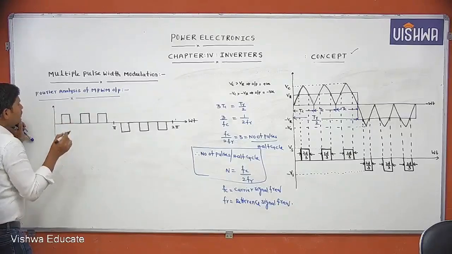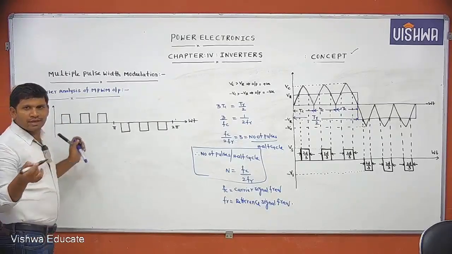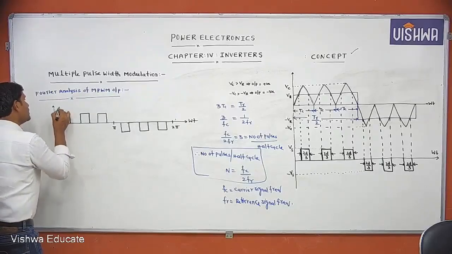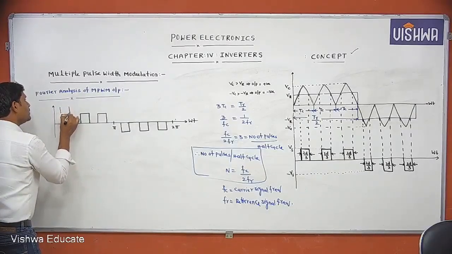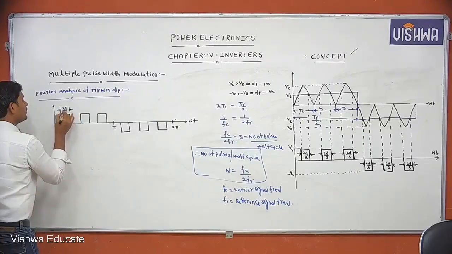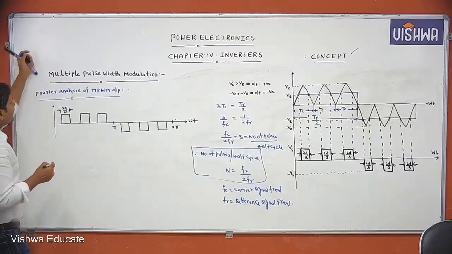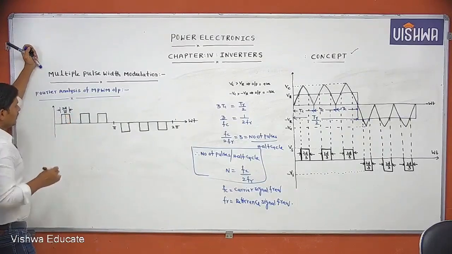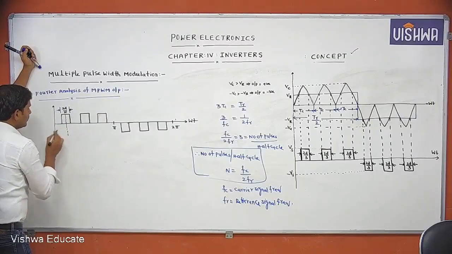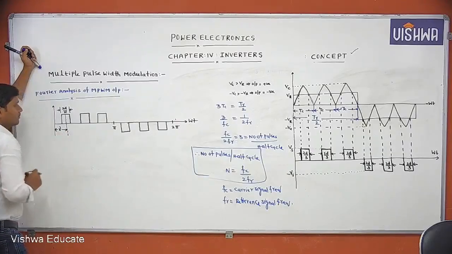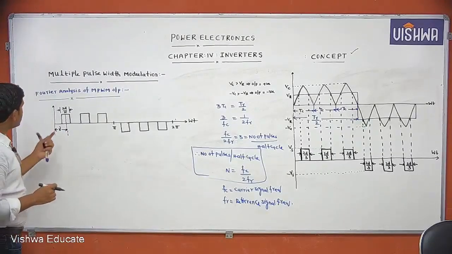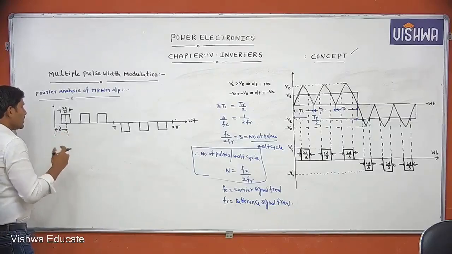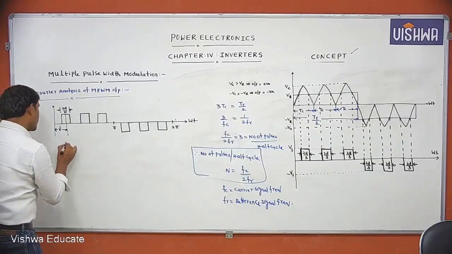Now let each pulse width be 2d by n. I want one generalized formula, that's why I have taken each pulse width as 2d by n. Then let this be some constant gamma. Gamma is some constant here.